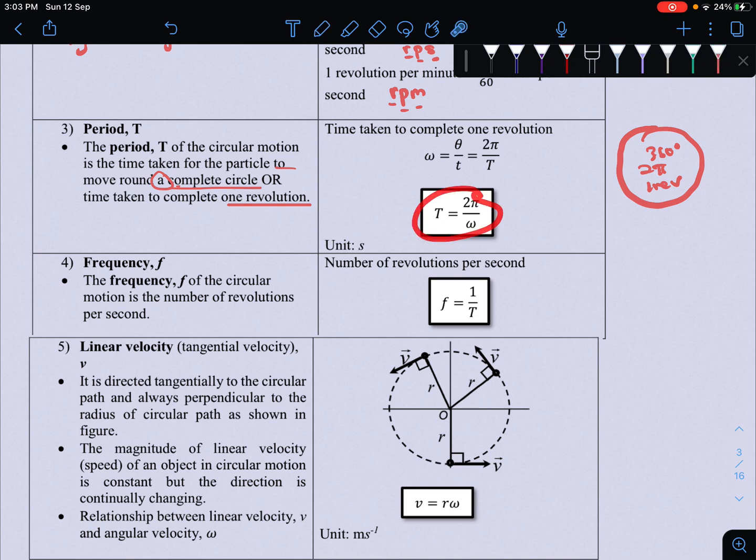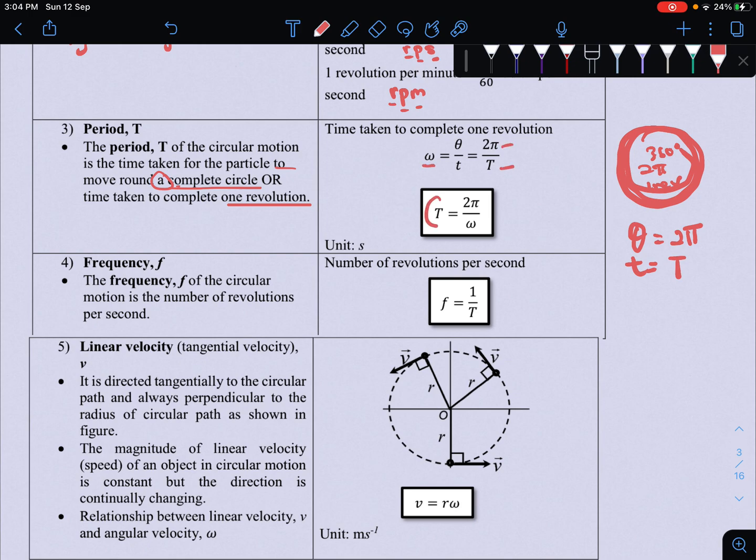Okay, so period dekat sini, what you do is to get the equation for period, you come up with equation from the angular velocity. Angular velocity adalah angular displacement bahagi dengan masa. Masa kita dah tahu adalah we are talking about period, iaitu for one complete revolution. So one complete revolution, satu complete cycle dekat sini, theta dia adalah sebanyak 2 pi. Okay, time dekat sini akan jadi period.